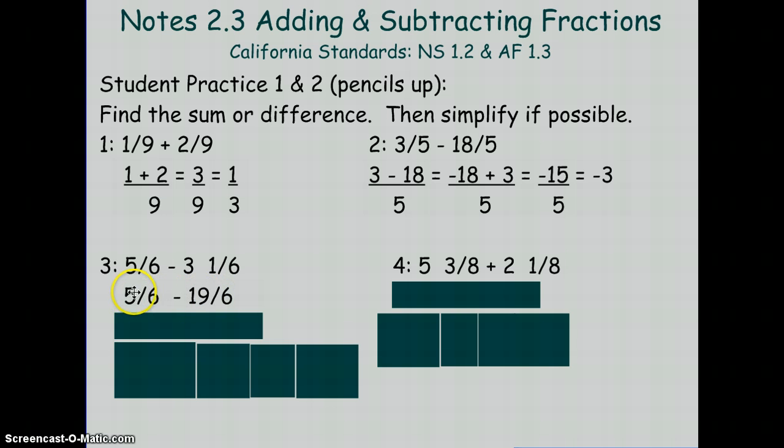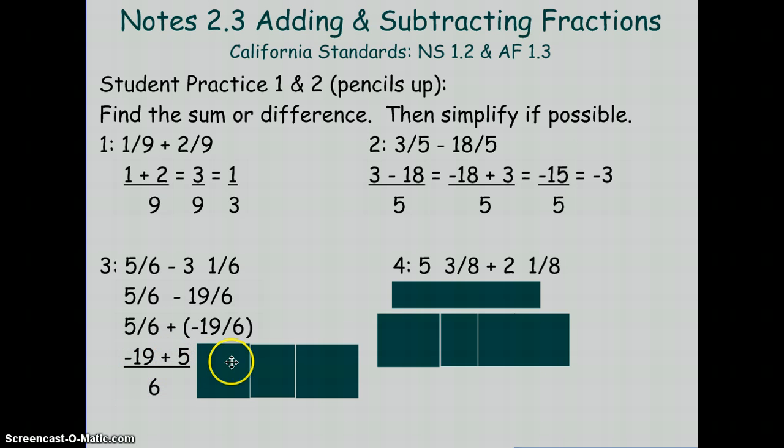Now I see I'm subtracting, and I can't take 19 away from 5, so I want to skip change. And then I can, sorry about that, I can reorder my numbers so that the negative 19 is first. I'm adding a positive and negative, which means I'm secretly subtracting.